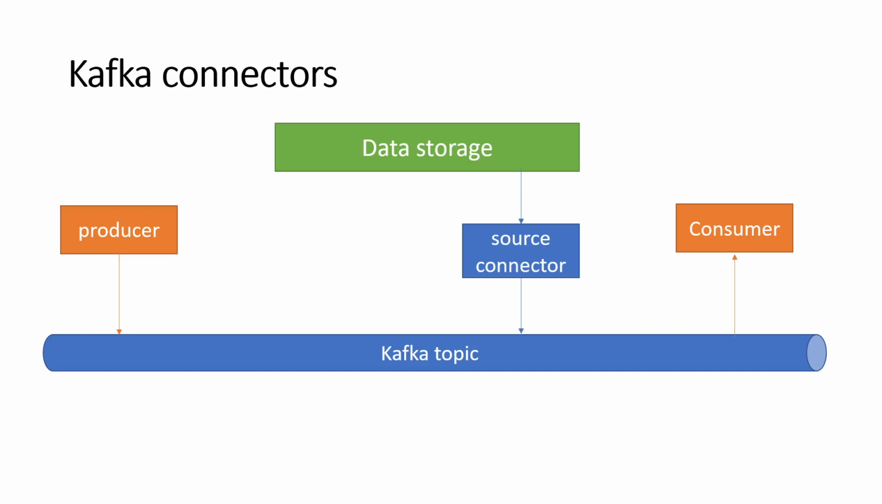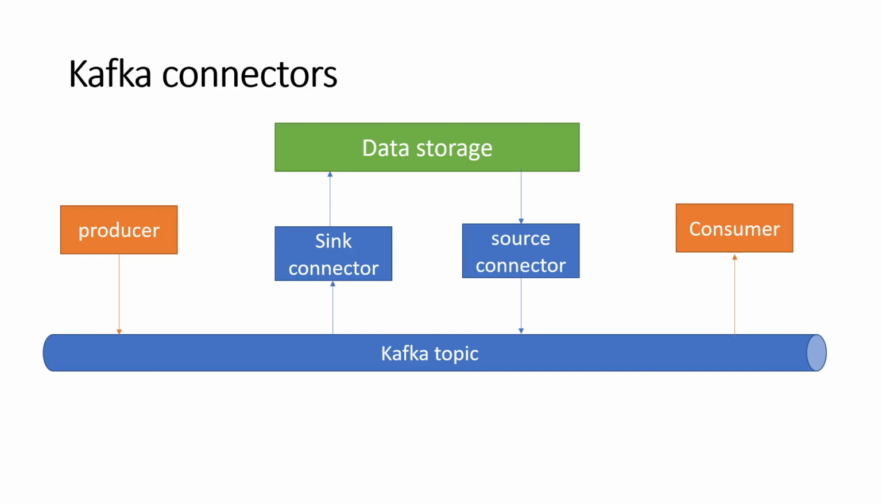The first is called source connector, and for a source connector, each record, each row in our data storage will be sent as a message into a Kafka topic. The other type is called sink connector, and for a sink connector, each message within this topic will be stored in the data storage.